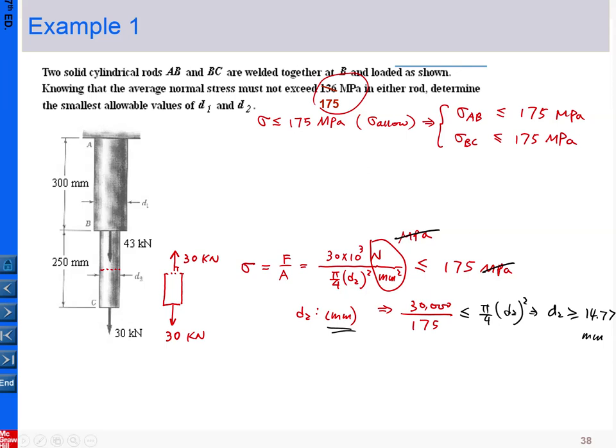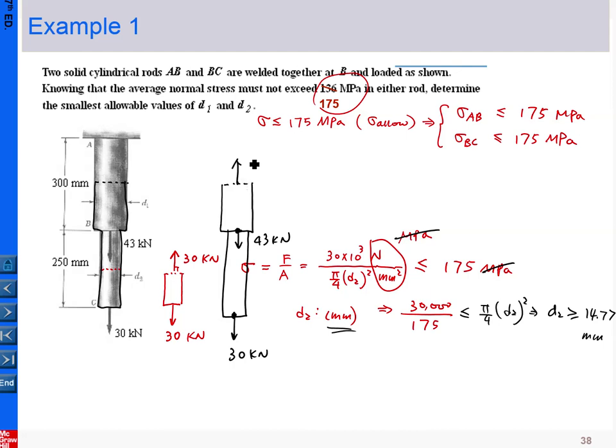And we look at the cross section in AB. Let me pick this one. The free body diagram for this case: this is the cross section, and here is the free body diagram I'm going to pick up. Let me draw that here. Here has the 30 applied, and here has the 43 kilonewtons applied. So in total you should see 30 plus 43, 73 kilonewtons.